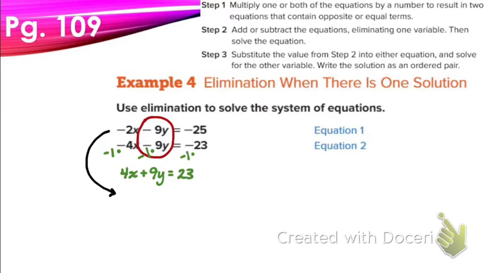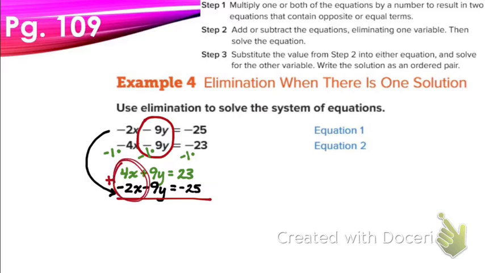All right, I'm going to recopy that top equation. We didn't do anything to the top equation. So negative 2x minus 9y equals negative 25. Now I'm going to add these two equations together.